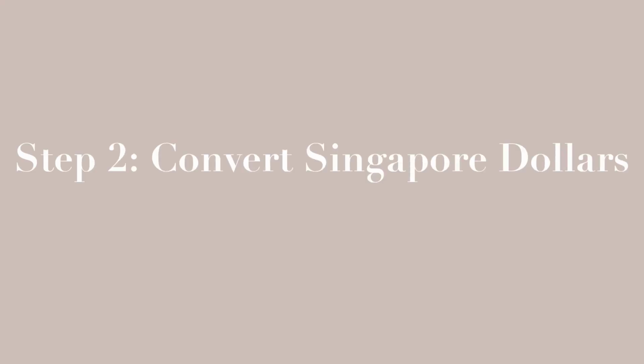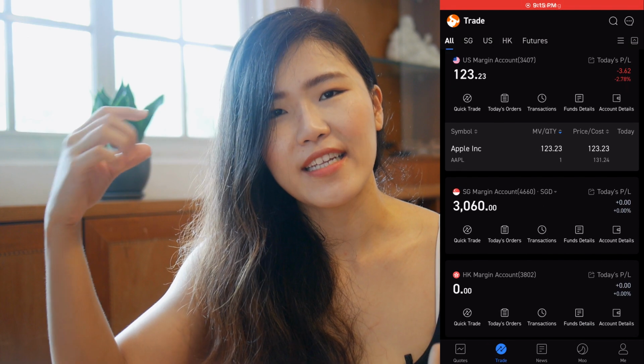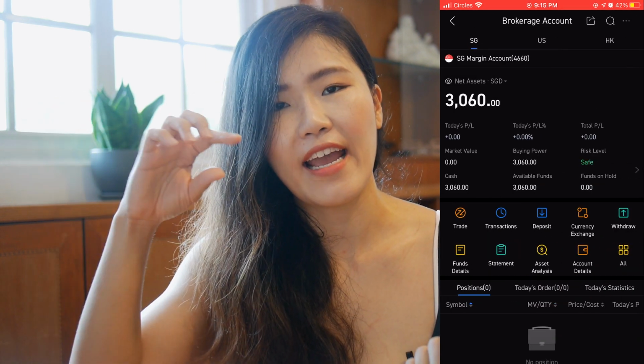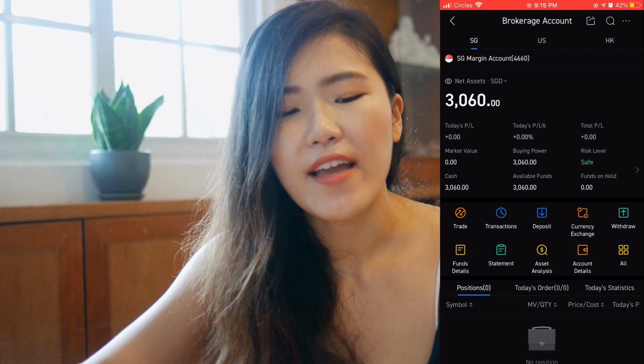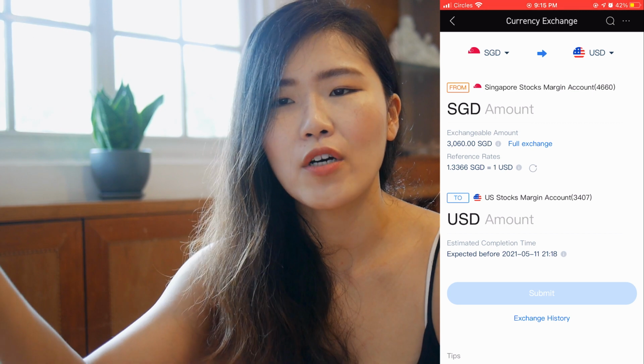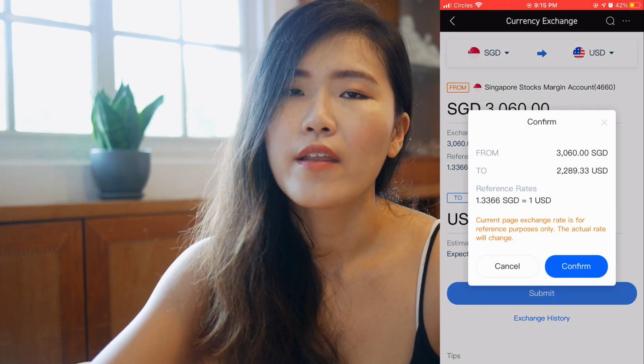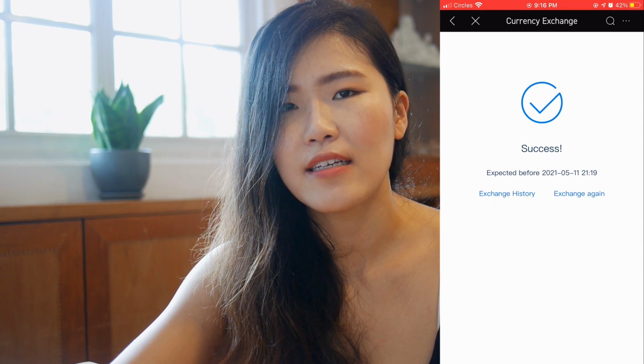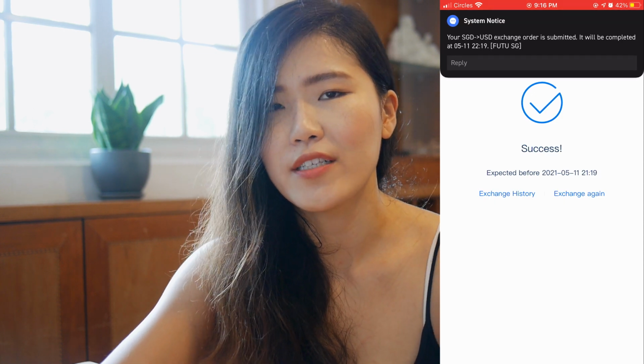Because I want to use Moomoo to trade in the US stock exchange, I will first need to exchange my Singapore dollars into US dollars. I click into trade, then Singapore margin account, where it is reflected that I have deposited 3,000, and then to the currency exchange. You will be led into an exchange page. Just click exchange from Singapore dollars to US dollars. The rates were pretty good, and over here you can see how fast or when you will be able to receive the US dollars. Once you've exchanged Singapore dollars to US dollars and receive the US dollars in your US margin account, you'll be able to trade in the US market.